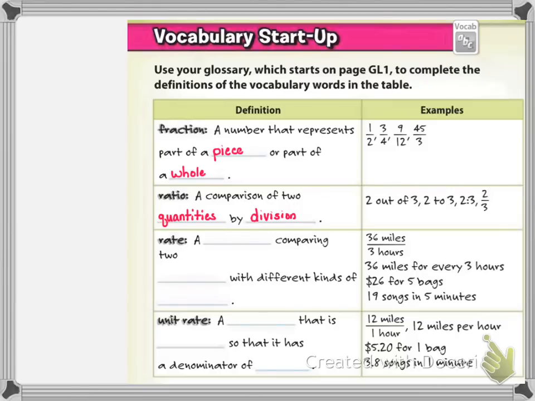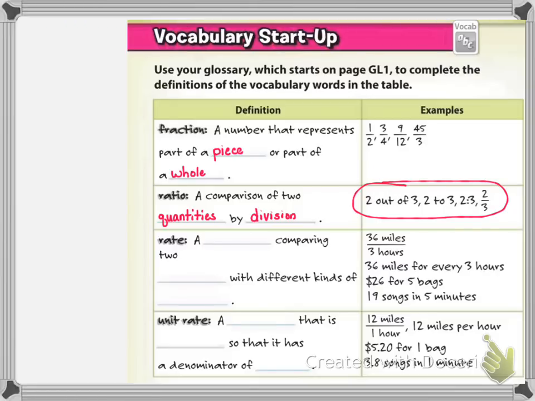Now, if you look to the right over here, it does give you an example of what everything looks like. So we talked about ratios in our previous lesson. You can see that when we're talking about a ratio, it should look like what's listed here: 2 out of 3, 2 to 3, then you've got your colon, and then of course your 2 over 3. That makes it look like a fraction.